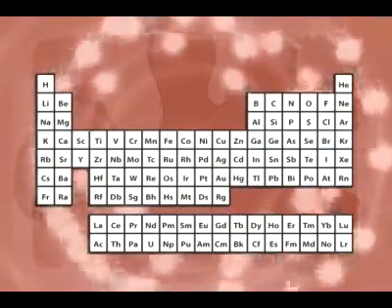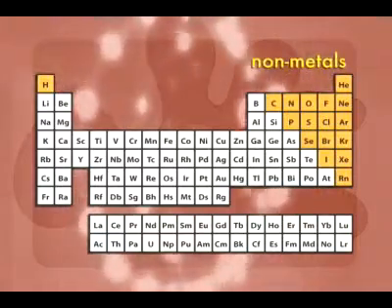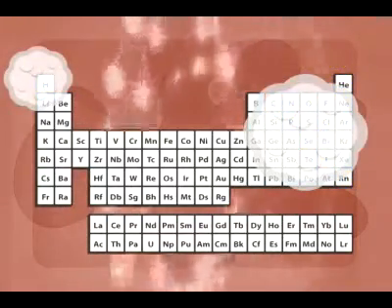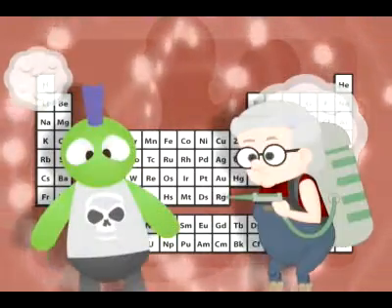Most of the elements on the table are metals. All of the non-metals are together in the upper right corner, which you might notice is also where all the gas elements are. I mean, can you think of any metal gases? They don't really go together.